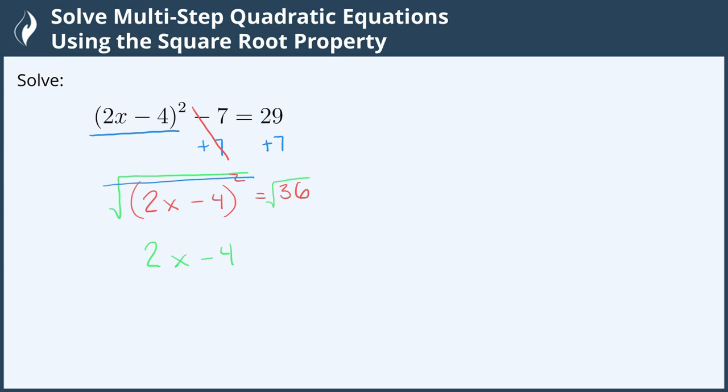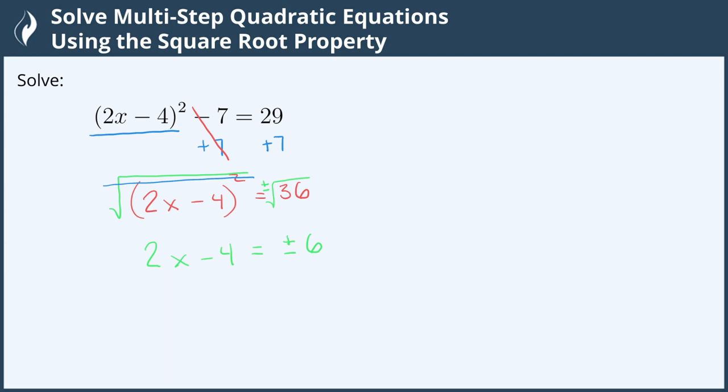However, whenever we take a square root, we get a plus or a minus of that square root, because a positive times a positive is positive, and a negative times a negative is also positive. So both are options for the answer. And the square root of 36 is 6, so we get positive and negative 6.